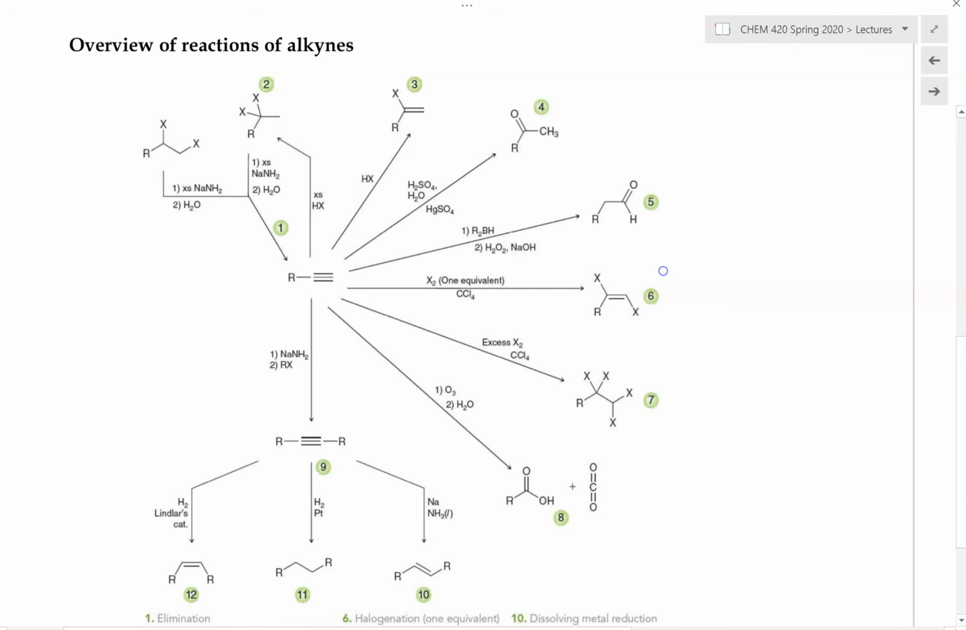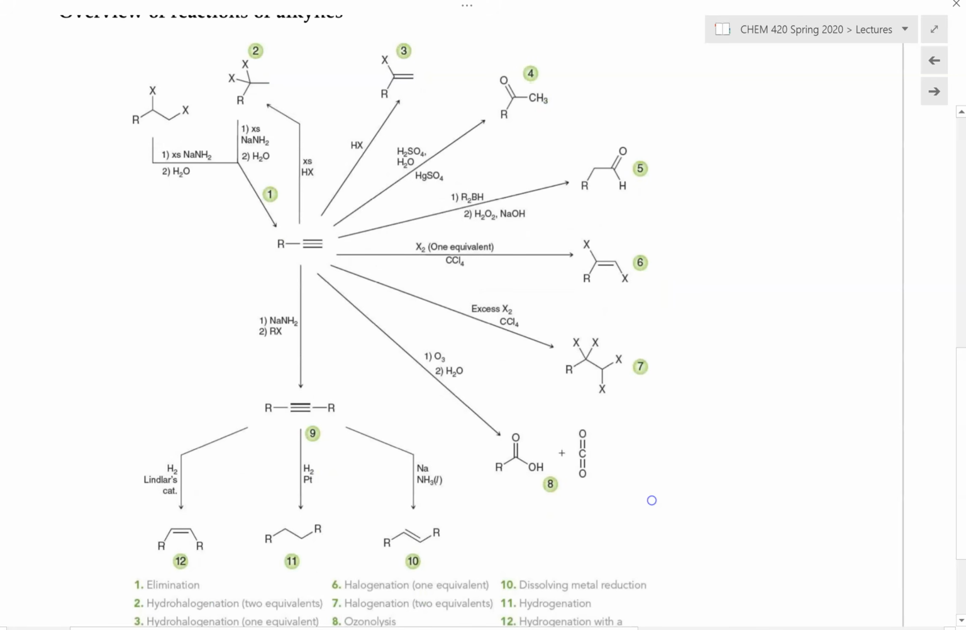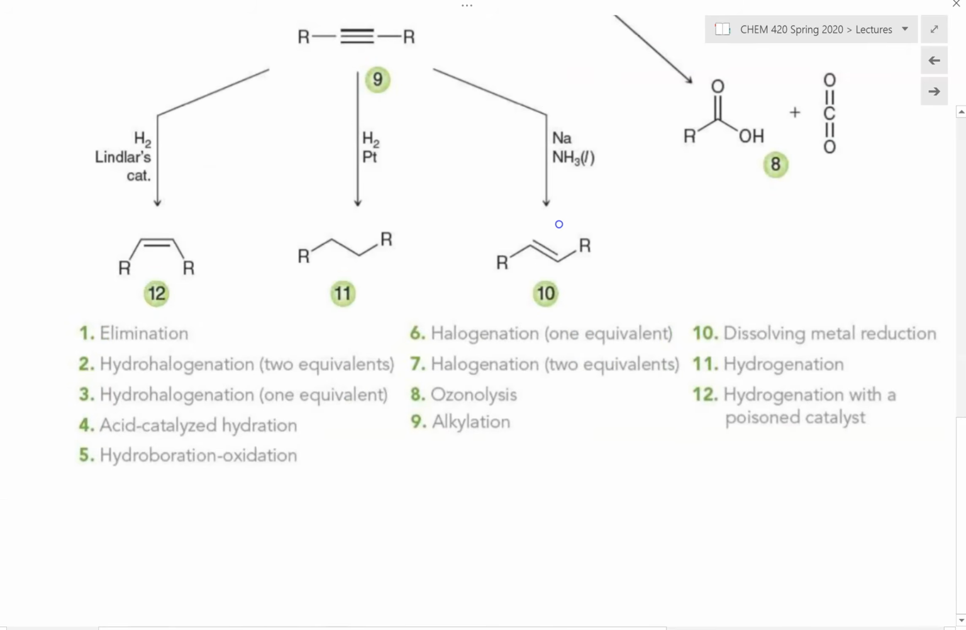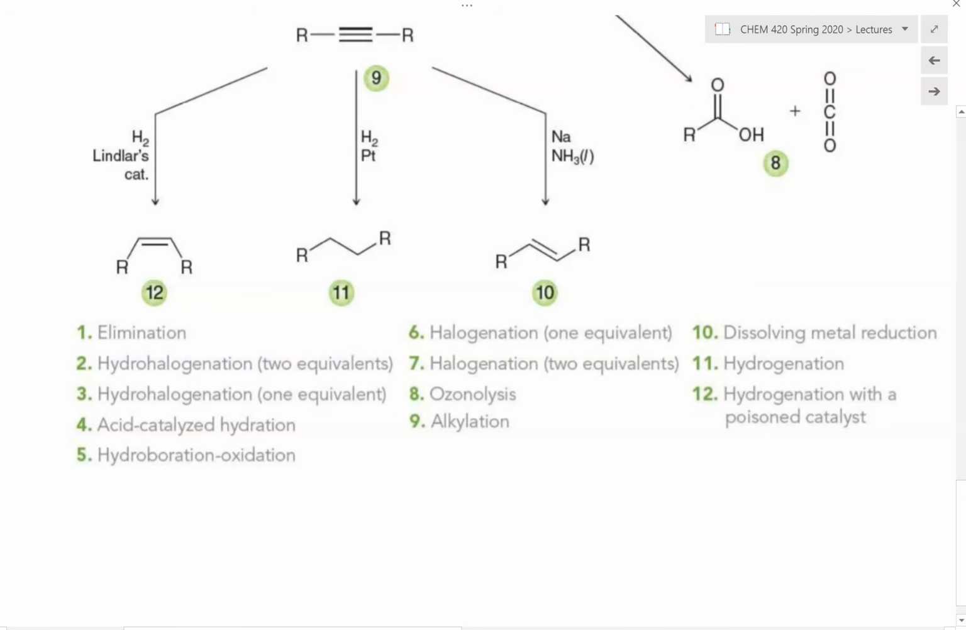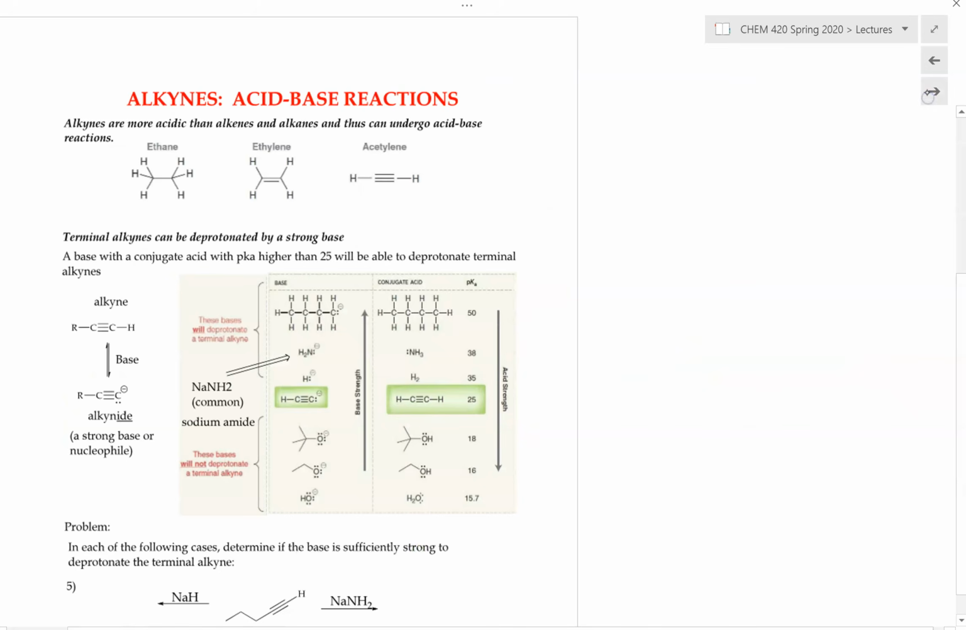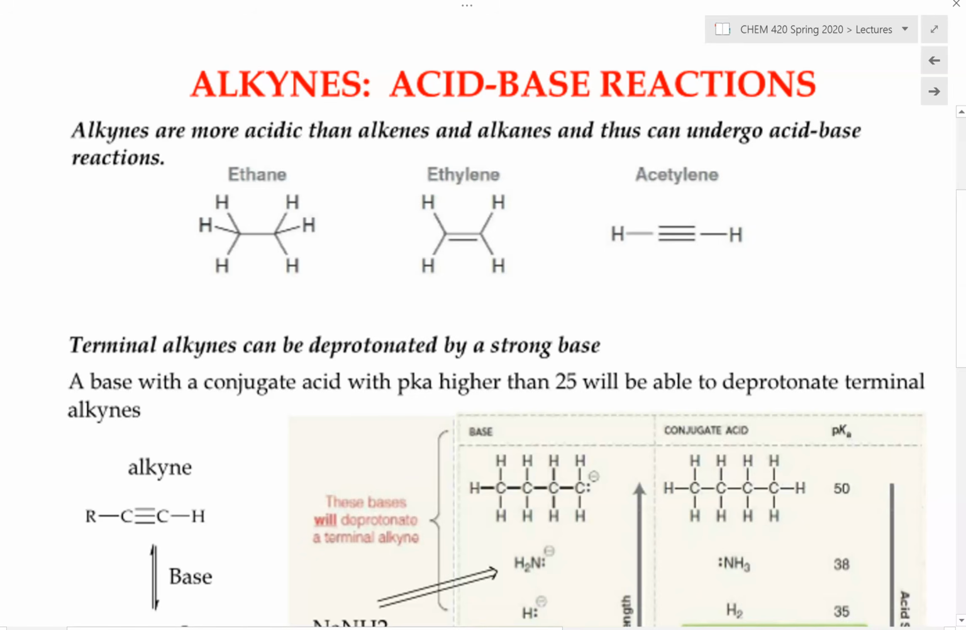Here is an overview of the different types of reactions that alkynes can undergo that we will be discussing in this class. We will go over these reactions later. Please notice that many of these reaction names we have seen already when we learned about the reactions of alkenes. But there are some additional reactions that we have not seen yet. For example, this dissolved metal reduction is one of the reactions that we have not seen with alkenes. So now, let's talk about the acid and base reaction of alkynes.